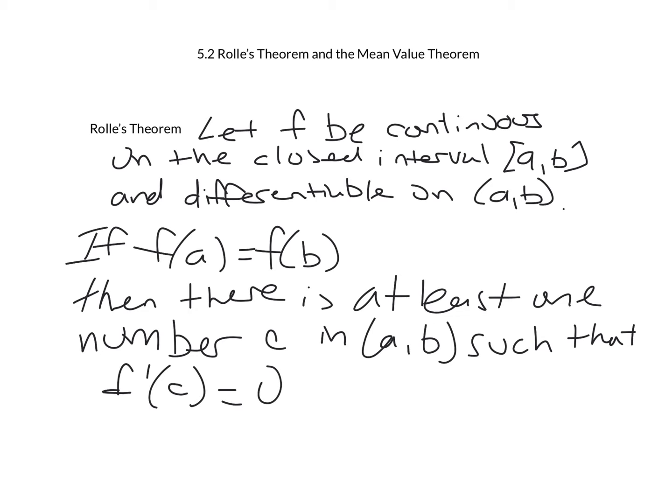So, meaning, if the outputs of the endpoints equal each other, then there must be at least one point that gives you a derivative of 0. Why does that make sense? Because if your endpoints are the same, like if your graph begins there and ends there at the same y value, there must be a point where the slope is horizontal, at 0.